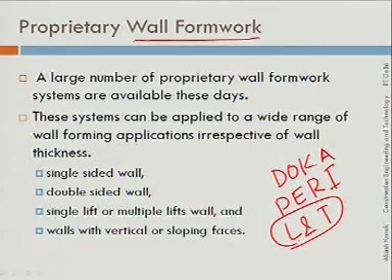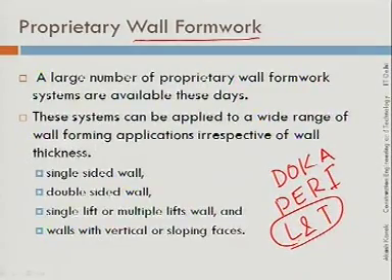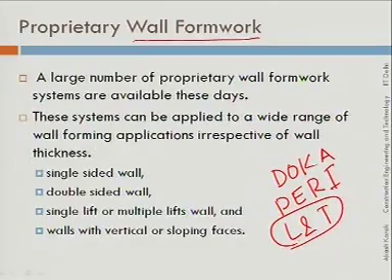Now, although the manufacturers have got different systems of wall formwork, there are some components which are very common to most of these systems, and depending on the thicknesses you can utilize those formwork elements to form these kinds of walls. You have a single sided wall, you have a double sided wall, you have a single lift or multiple lift walls, you have walls with vertical or sloping faces.